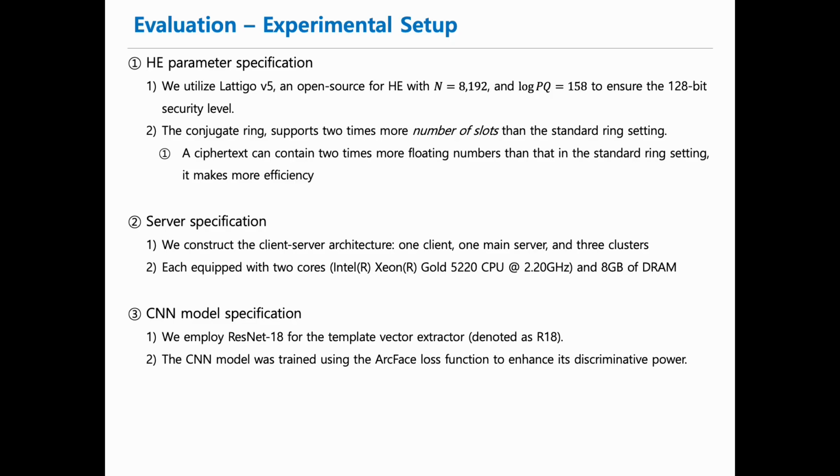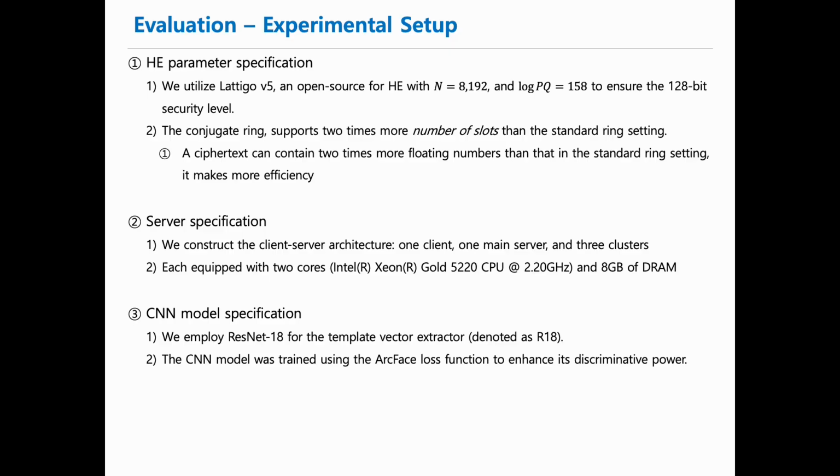Here we introduce the evaluation. The first is the homomorphic encryption parameter specification. We utilize Lattigo version 5, an open source library for homomorphic encryption, with ring degree N equal to 8192 and log PQ equal to 158 to ensure a 128-bit security level. The conjugate-invariant ring supports 2 times more slots than the standard ring setting. A ciphertext can contain 2 times more floating point numbers than in the standard ring setting. It makes more efficiency.